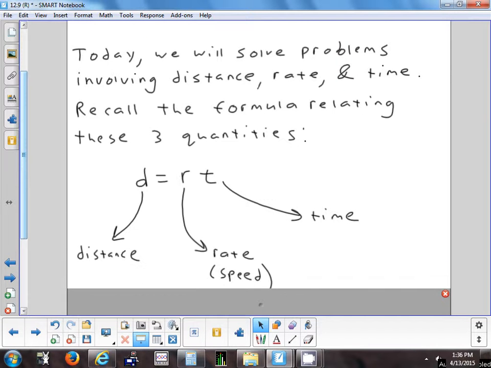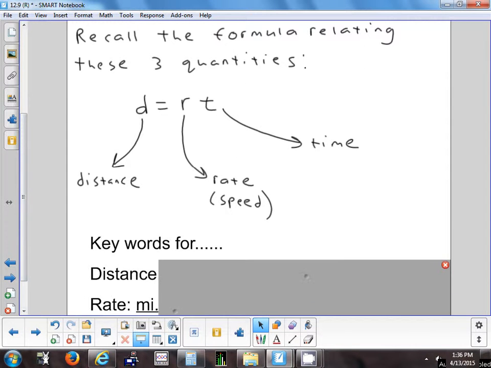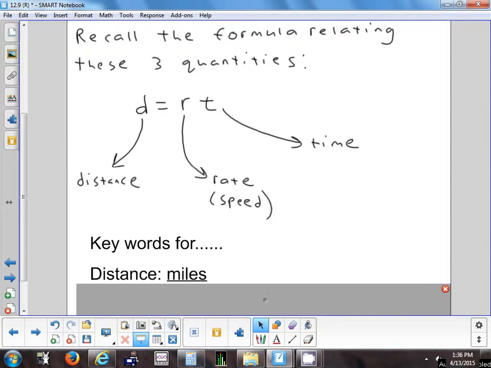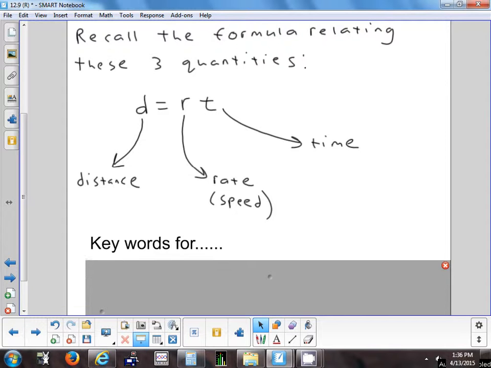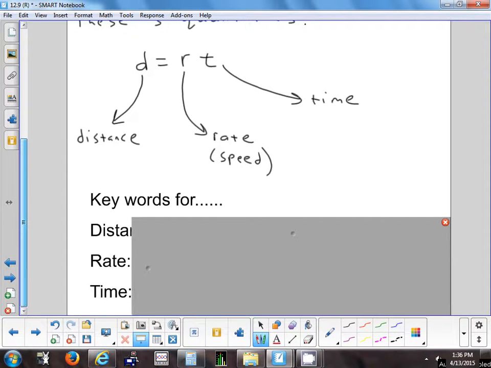So guys, you got something like that on your sheet. It looks like that, so you just put in the letters, and then you have the arrows, and just fill in under the arrows what each thing means. What you're filling in is the D equals RT, and then the arrows, and you're writing in what each thing means.